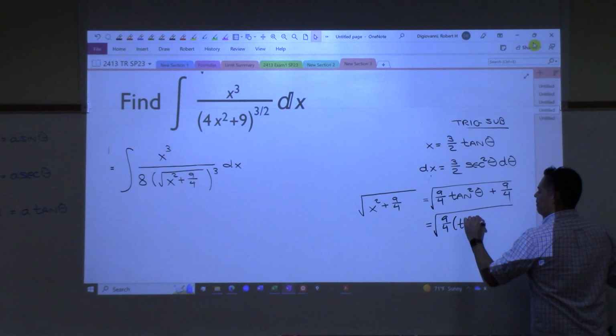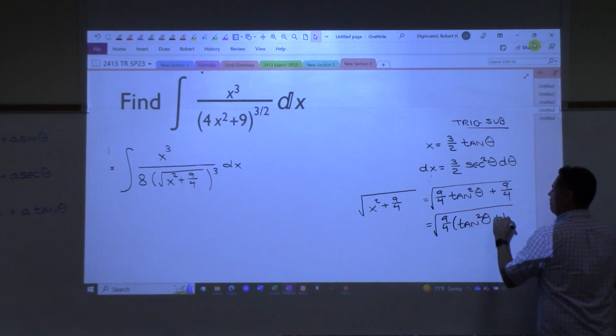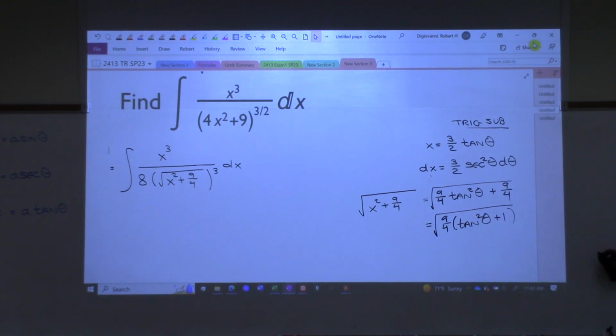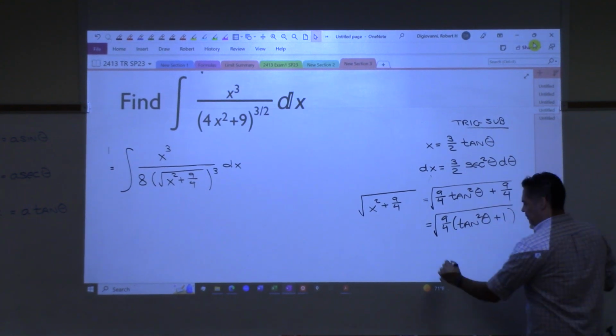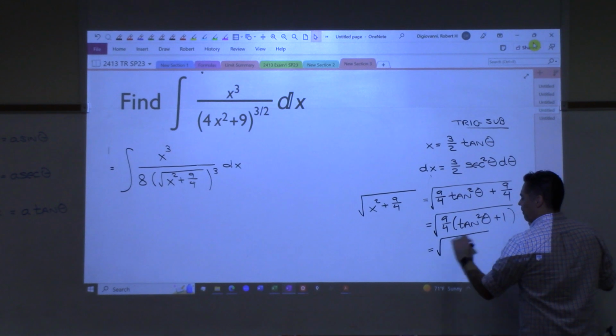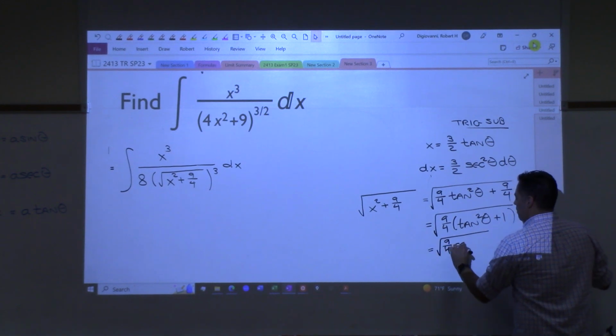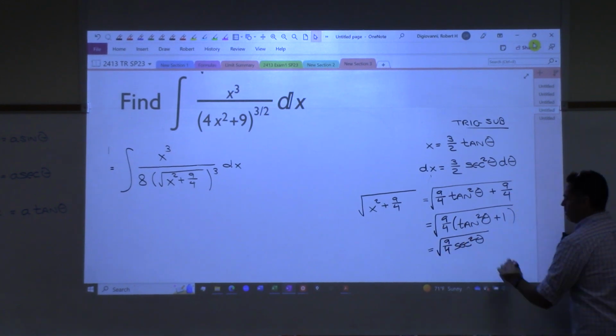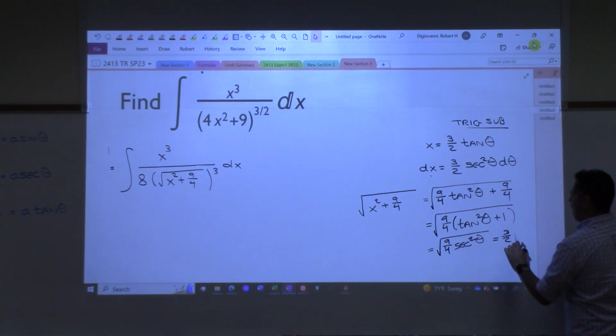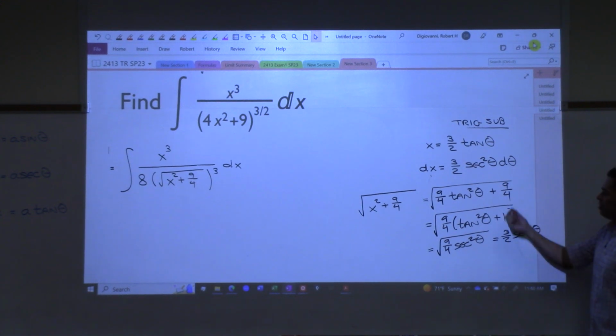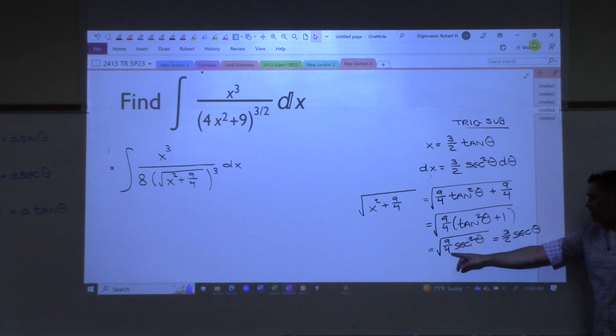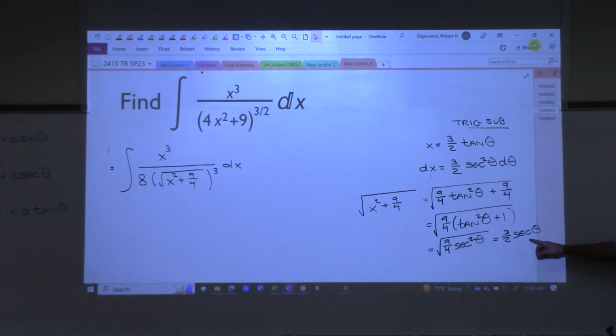Tangent squared theta plus 1. That's a trig Pythagorean identity. That turns into secant squared. Do you see we're kind of playing this same broken record over and over here? 3/2 secant theta. Okay, so turn the sum into a product, and then we could do square root of each one. Square root of 9/4 is 3/2. Square root of secant squared is secant.